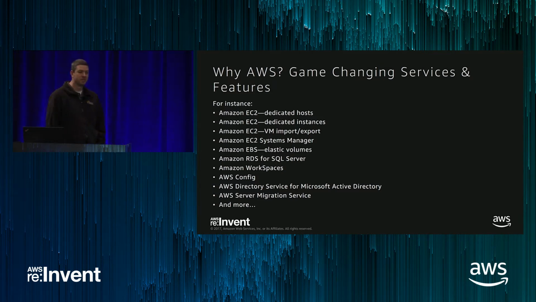Elastic volumes. So I'd say within the past year, we released a feature of EBS, and EBS is one of the core building blocks of EC2. It's block storage for your EC2 instances. Elastic volumes. So no longer do you actually have to stop an instance to increase the volume size. Okay, so use case for Microsoft workloads is a lot of customers that are doing Exchange migrations.